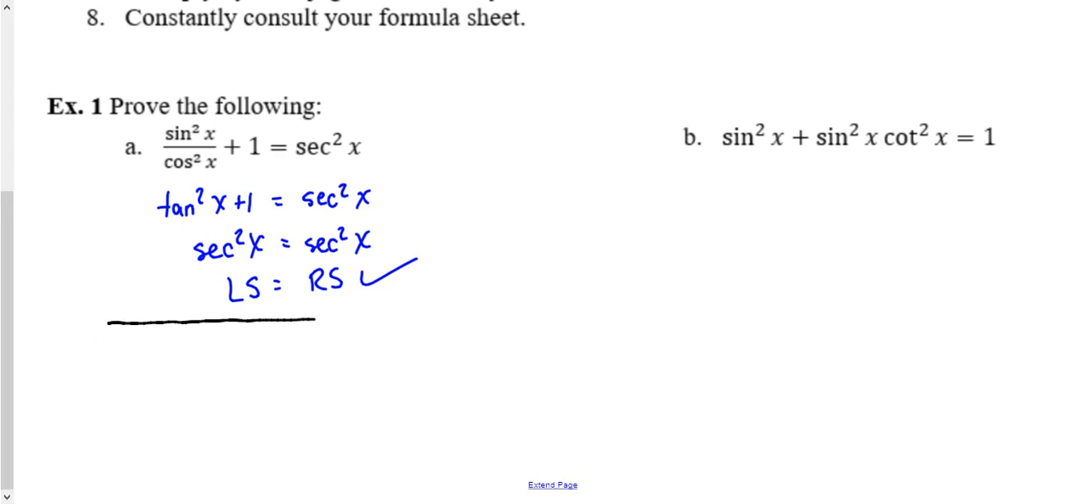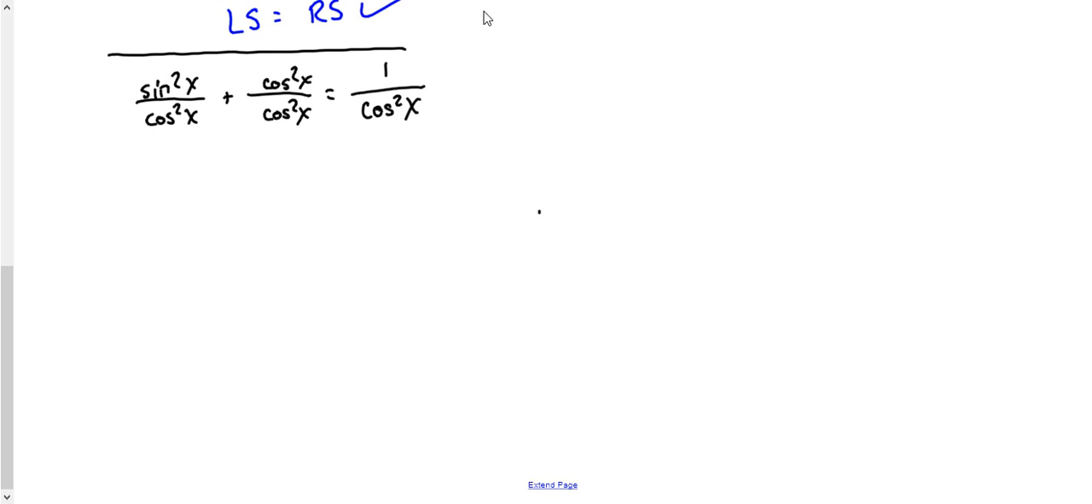I'll give you another option right here. In this example, what if we wrote everything in terms of a fraction? So if I had sine squared x divided by cos squared x, 1 I'm going to rewrite as cos squared x divided by cos squared x, because that's the same thing as 1. And secant, of course, is the same thing as 1 divided by cos squared x. From here, let's see if we can simplify anything. I have a common denominator, so I just add my numerators together. My numerator is going to be sine squared x plus cos squared x, all of that divided by cos squared x.